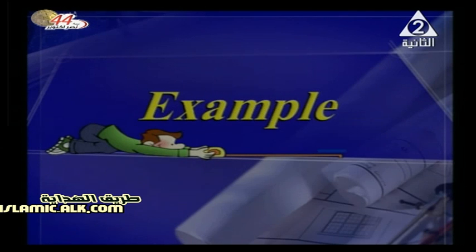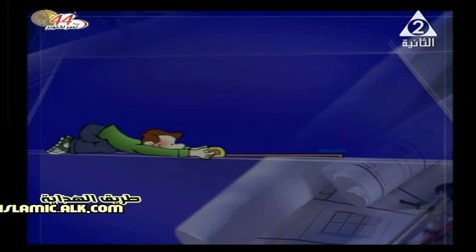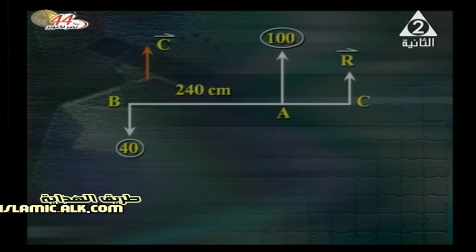Example: two unlike forces, of magnitude 40 and 100 Newton, and the distance between the two lines of action is 240 centimeters. Find their resultant. Dear student, look, we have two forces, 40 and 100 Newton, and the distance between them, AB, is 240. The greater is 100 Newton, the smaller is 40 Newton.